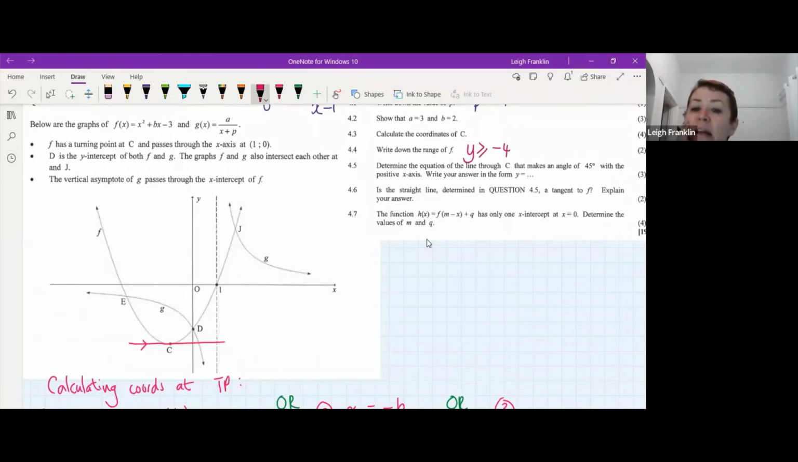Determine the equation of the line through C that makes an angle of 45 degrees with the positive x-axis. Write your answer in the form y equals. Okay, so what is the deal with lines that make an angle of 45 degrees with the positive x-axis? What does that mean? Why are they telling us this, and how are we going to use it? Anyone got any ideas?